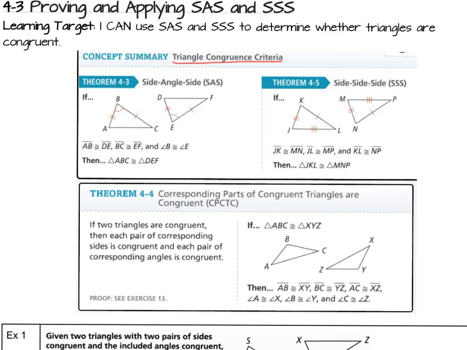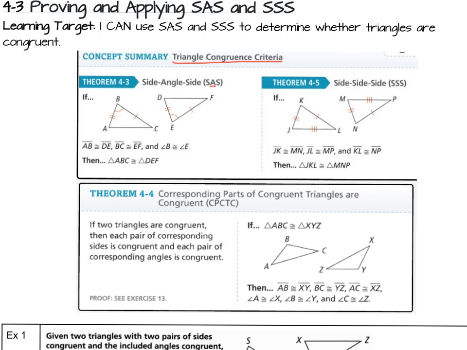The SAS, or side angle side theorem, says if two sides and the included angle of one triangle are congruent to two sides and the included angle of another one, then the triangles would have to be congruent to each other. The key thing here is the angle has to be in between the two given sides.